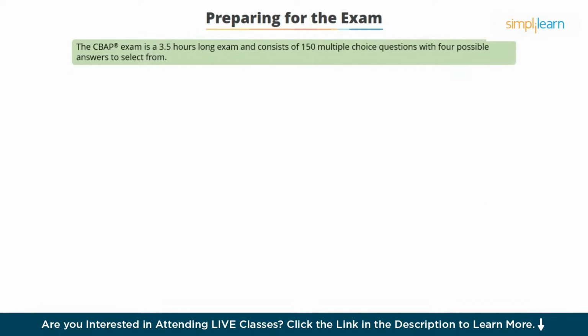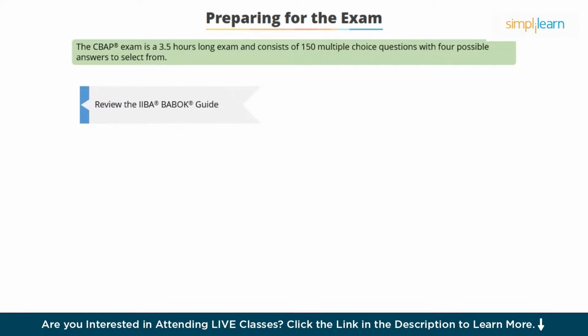The CBAP exam is a 3.5-hour-long exam and consists of 150 multiple-choice questions, with 4 possible answers to select from. IIBA has some recommendations on how to prepare for the exam. Note that these recommendations are guidelines and do not necessarily guarantee your passing the exam.